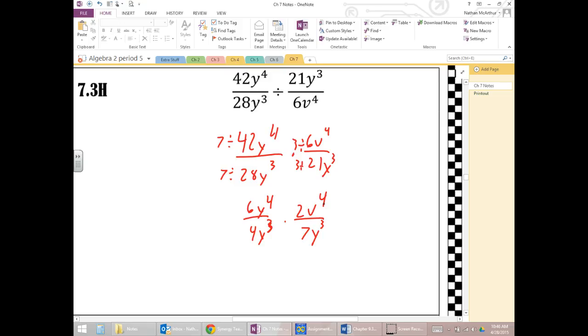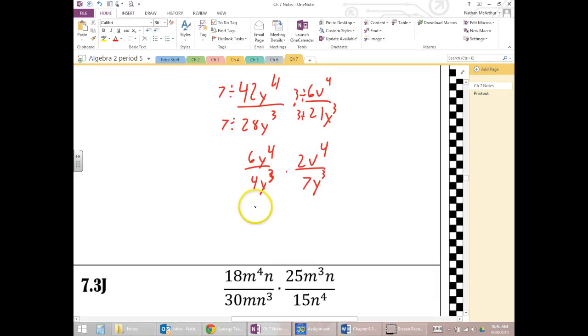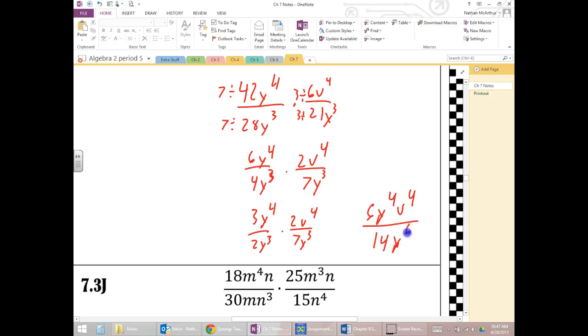So now I could simplify further. Any questions? I'm getting some confused looks. You could, absolutely. If you want to simplify this again, you could do this as 3y to the 4th over 2y cubed times 2v to the 4th over 7y cubed. That's a completely legitimate move. If you wanted to take care of some of the variables right now, you could. There's a lot we can do with this. I'm going to go ahead and multiply straight across. I get 6y to the 4th, v to the 4th over 14y to the 6th.